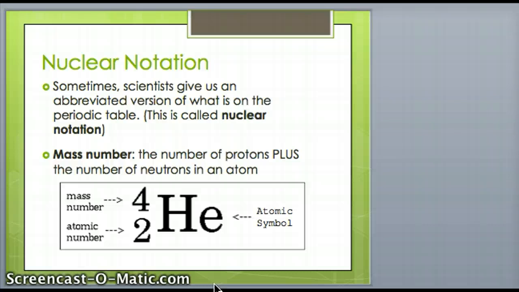So here's how it works. You've got the atomic symbol right here. This is He, that's helium. Then to the left and above, you write the mass number. And then under the mass number, you write the atomic number. That's it. Nuclear notation.